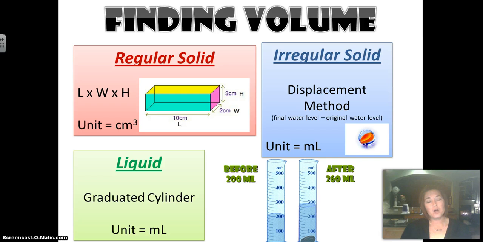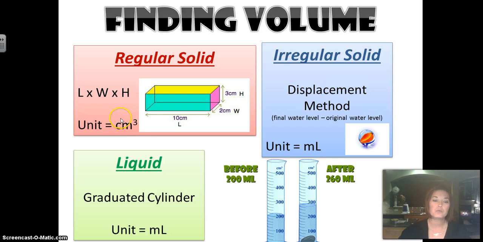Now, when you find volume, there are three different methods that you're going to be using, and you're going to choose the method based on the object that you are measuring. If you are measuring a regularly shaped solid object with straight edges and a very defined length, width, and height, then you are going to use this formula here. Length times width times height. So you're going to use this formula to find the volume, which you then plug into the density formula to calculate the density.